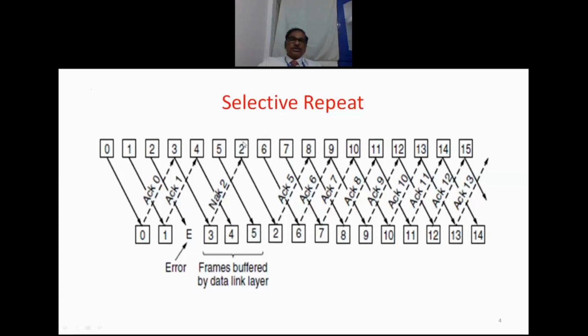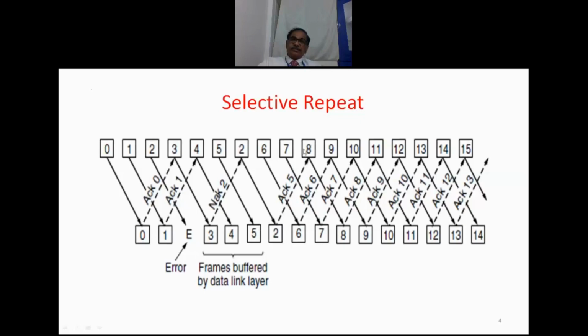The moment the sender gets the negative acknowledgement for frame 2, it is going to retransmit frame 2 from the buffer, and already it has sent 5. So now it will continue from 6 onwards. Now the second frame has arrived at the receiver and it is okay. At this point, instead of sending the acknowledgement for the second, the highest frame number received without errors is 5, so that acknowledgement is being sent.